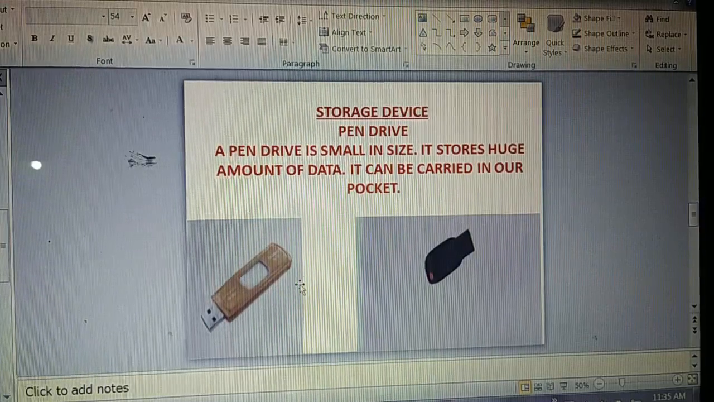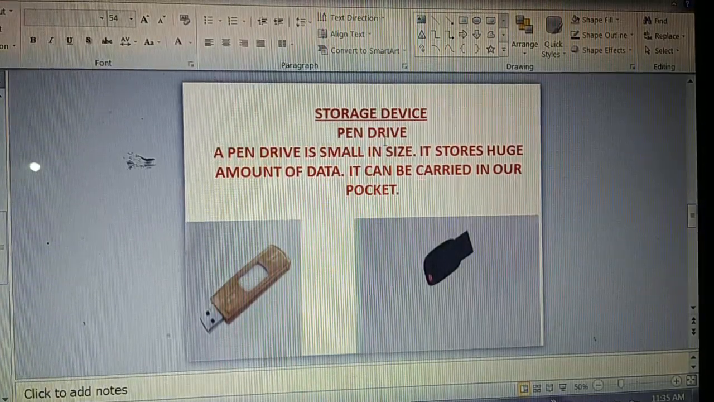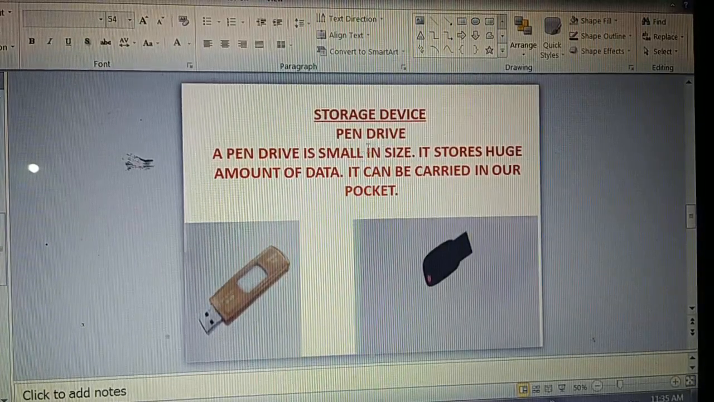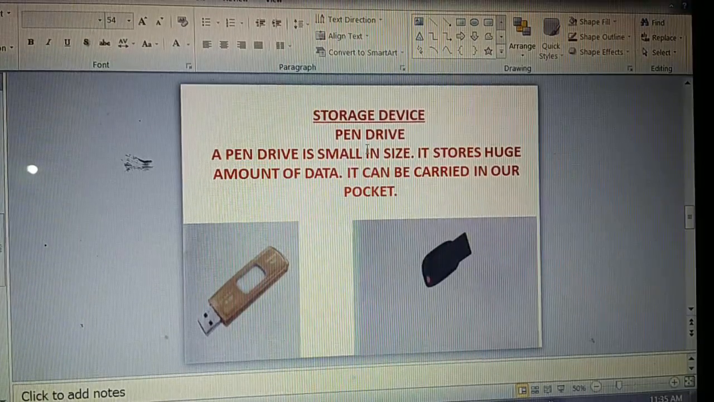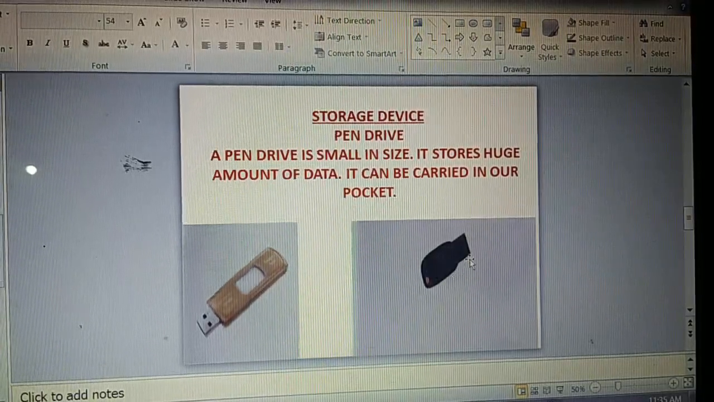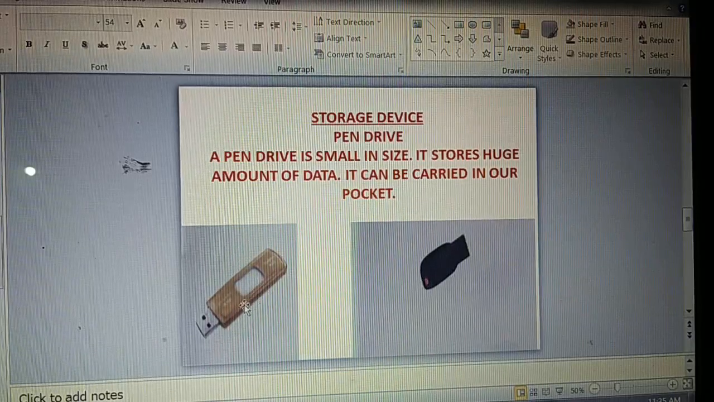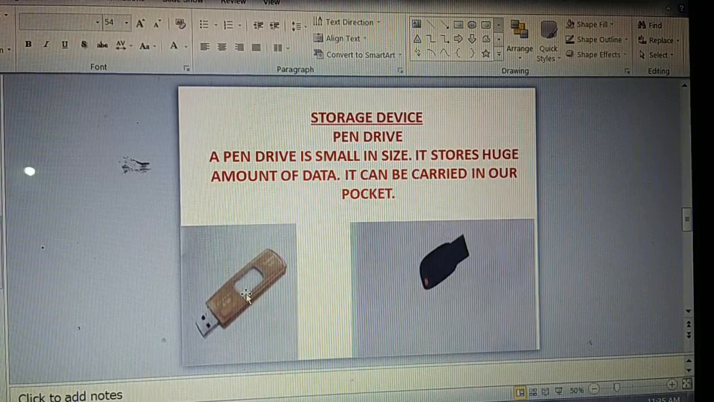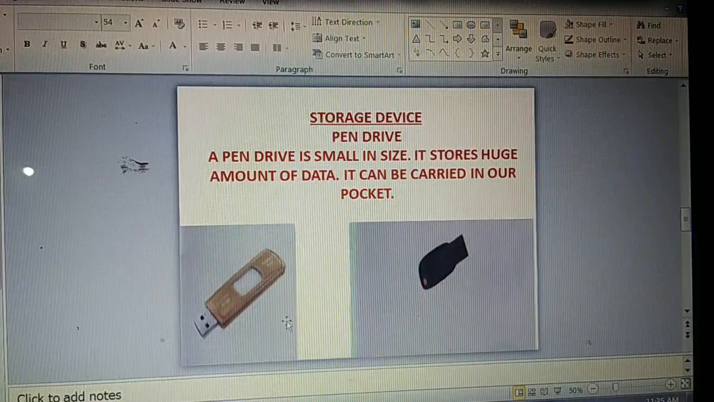So storage devices, first one, pen drive. There are many storage devices. One by one we will see all of those. First of all, pen drive. It is a very popular one. Everywhere nowadays, people use pen drive. It is very small in size. You can see a SanDisk pen drive. This is another company's pen drive.